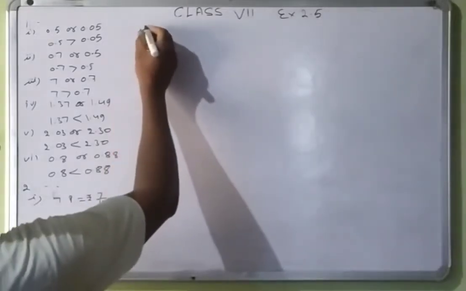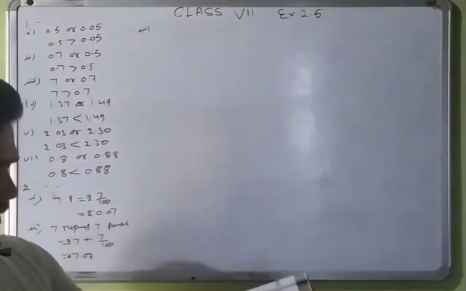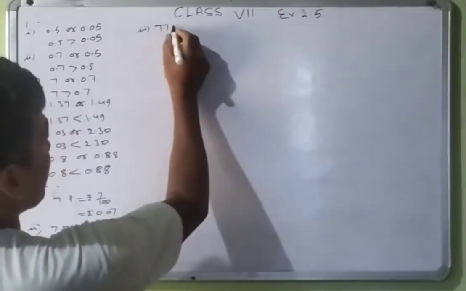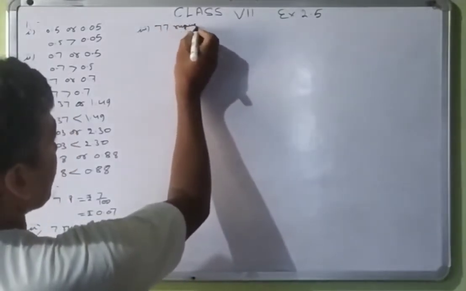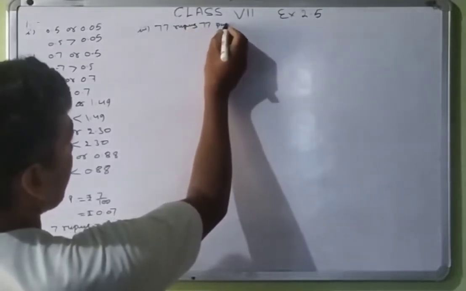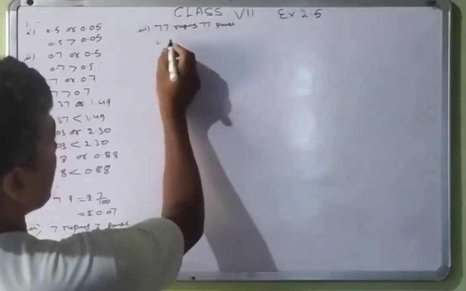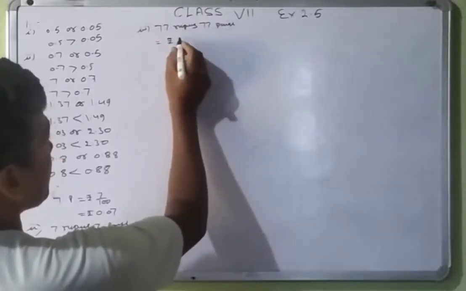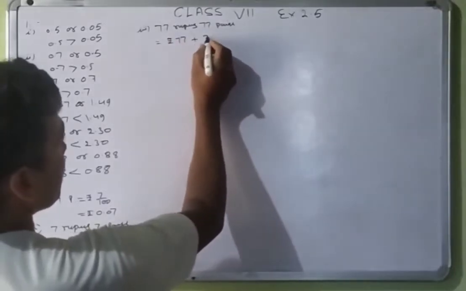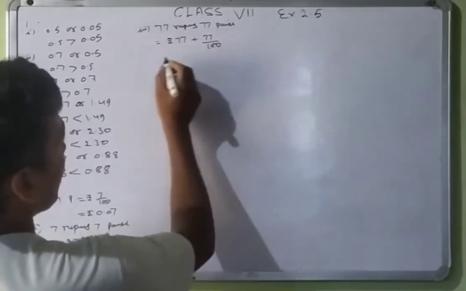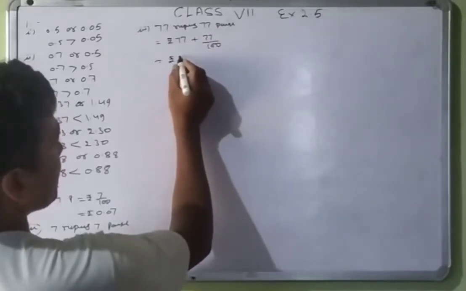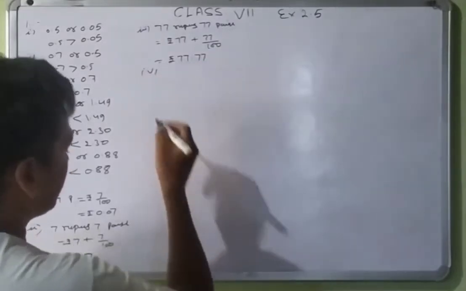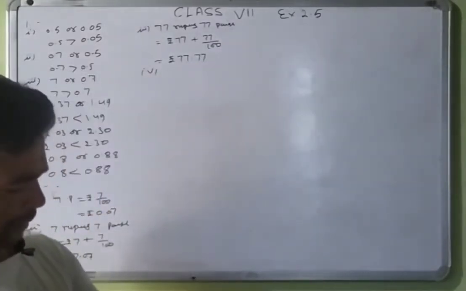Third part is 77 rupees 77 paise. So that is 77 rupees plus 77 upon 100. So that will be rupees 77.77.